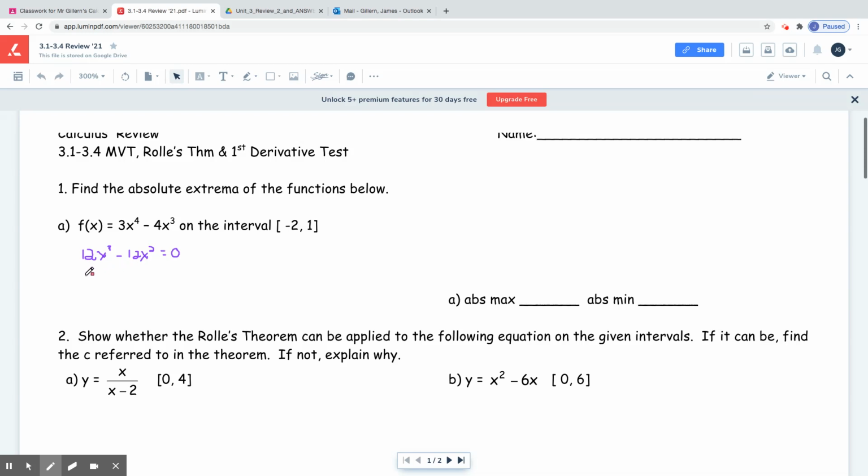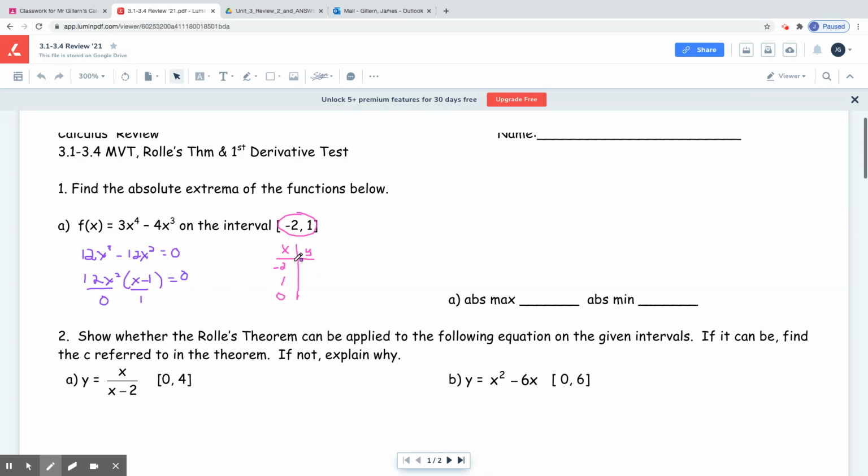All right. So we have take out a 12x squared and it'll leave me with x minus 1. Set that equal to 0. So when I set that equal to 0, I get 0. When I set this equal to 0, I get 1. So my critical values are 0 and 1. All right. So then you make a table of values. Your x coordinates are your endpoints, which are right here in the interval, and your critical values, as long as the critical values are in that interval. 0 is in the interval, 1 is, but we already have 1, so we don't have to list it twice.